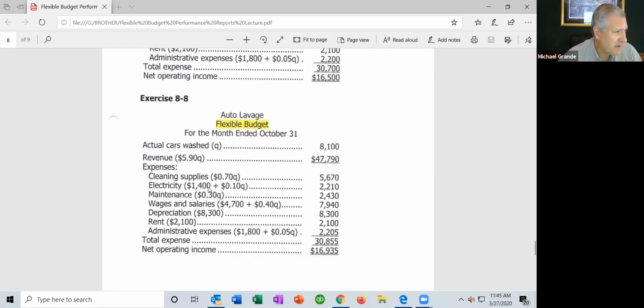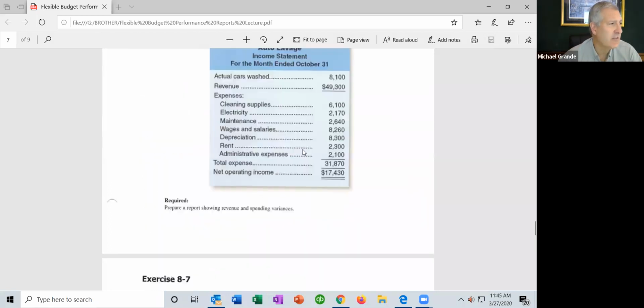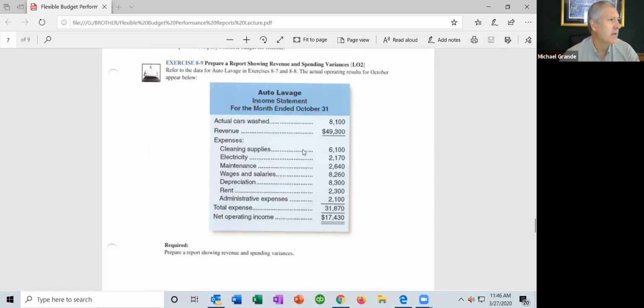Let's look at a mixed cost. A mixed cost, electricity, $1,400 plus 10 cents times 8,100. That's the flexible budget. A budget prepared using the actual level of activity. Let's look at the third part of this problem. The actual operating results for October appear below. So this is an income statement given to you by the accountant with the actual numbers, what they actually received in cash and what they actually paid out in expenses. Prepare a report showing revenue and spending variances.